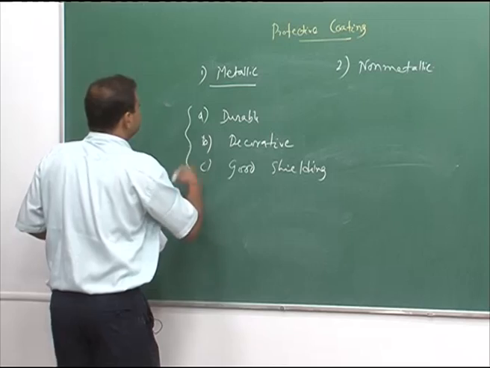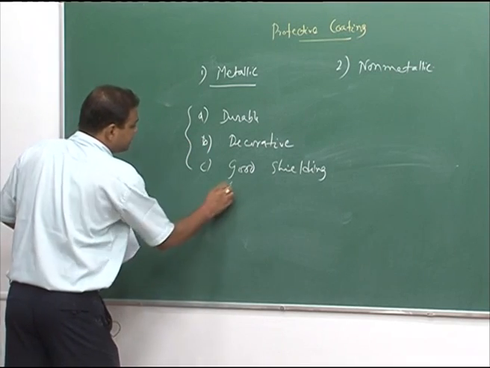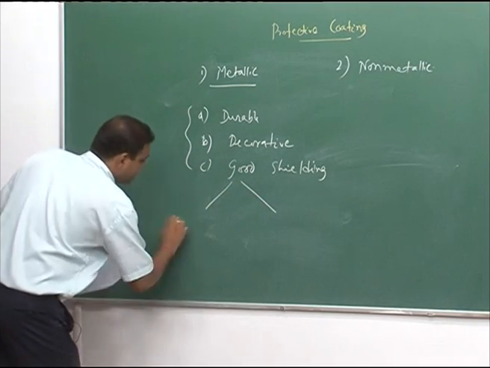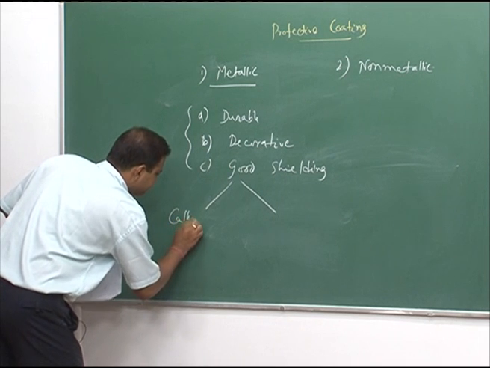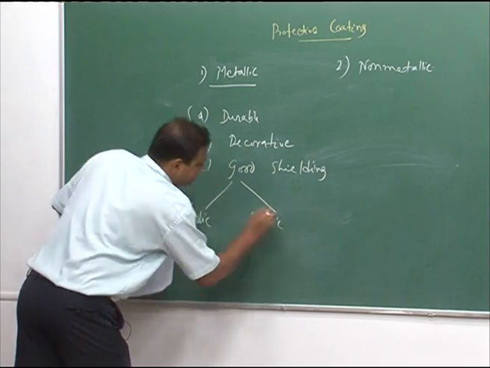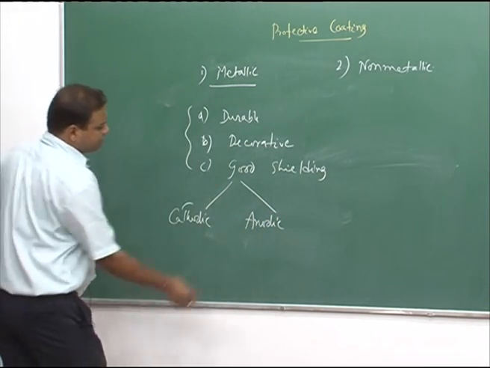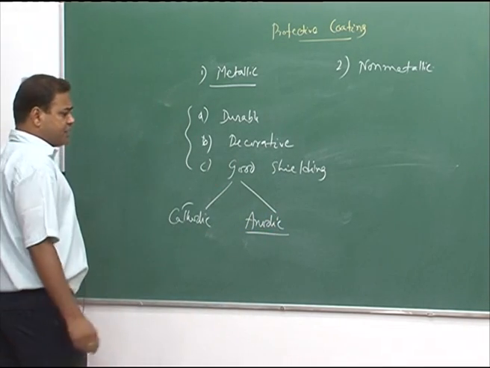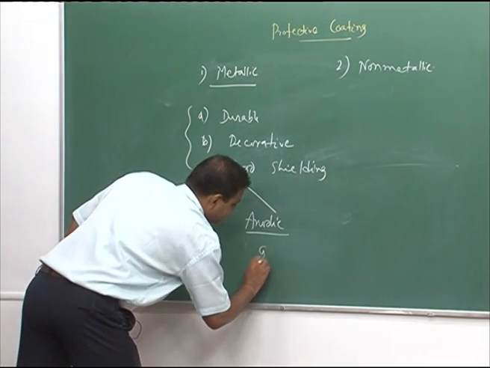And the metallic coating can be divided into two sections. One is cathodic, another is anodic. One particular example for anodic coating, which we have seen many times, is galvanizing.